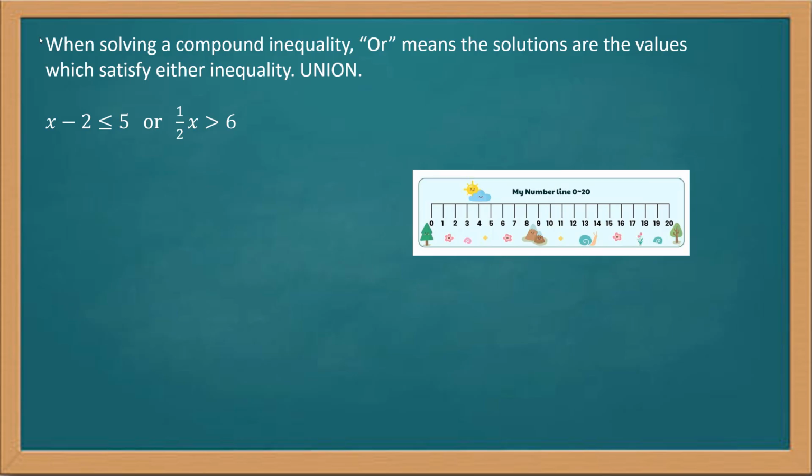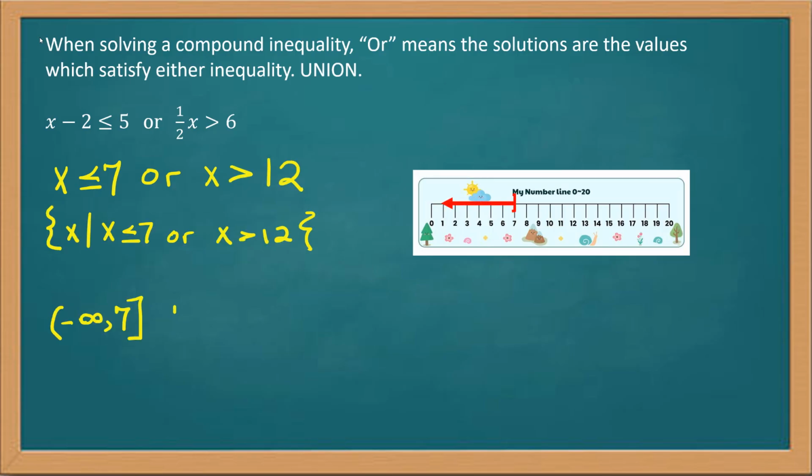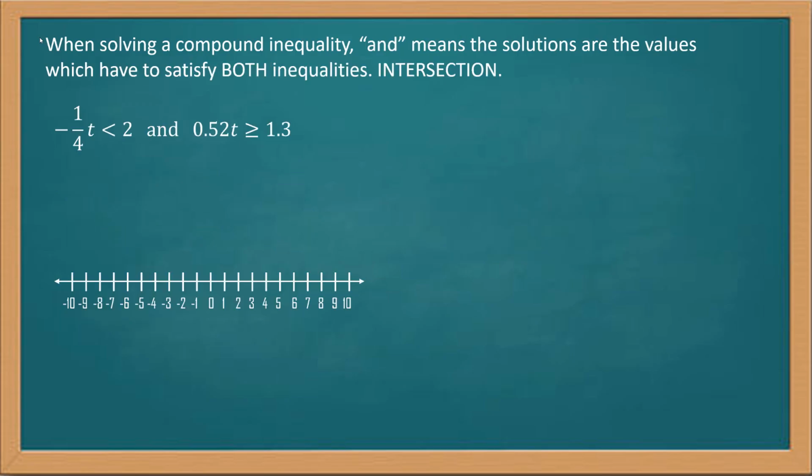those equations. So on this one, we found out that x could be less than or equal to 7, or x could be greater than 12. So any of those values solves this compound inequality. So you're just including all the possible x's that work in either one. So now we're going to talk about if you have the word "and" between two inequalities.